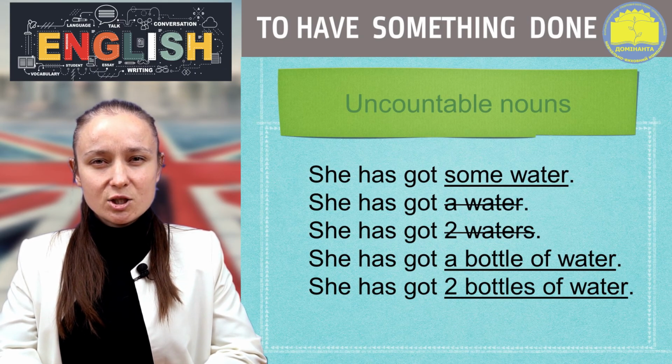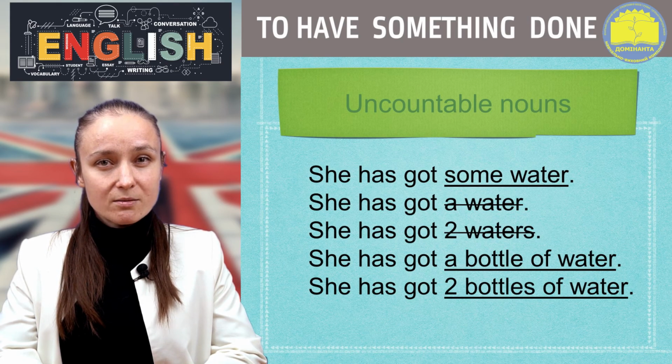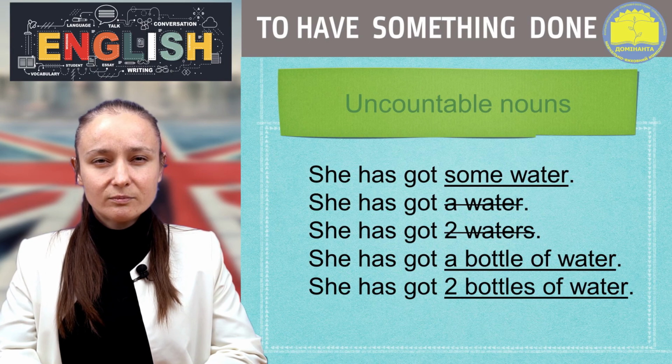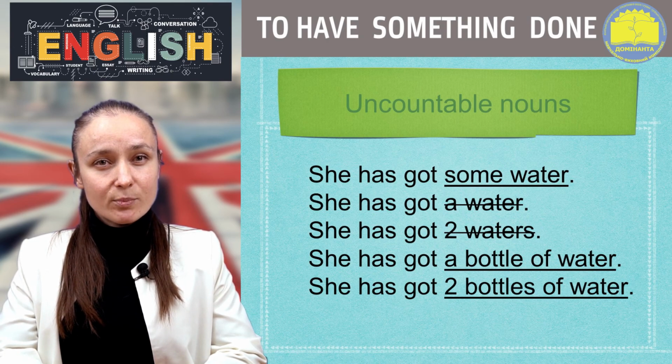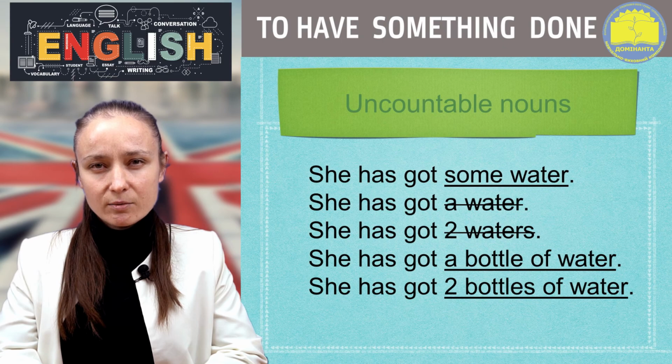Or we can say she has got a bottle of water. Another example is she has got 2 bottles of water. Last 2 examples show that we can make a singular or plural form of the word bottle. Words like water, sugar, bread, milk, meat are examples of uncountable nouns.